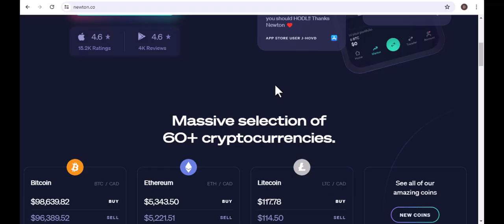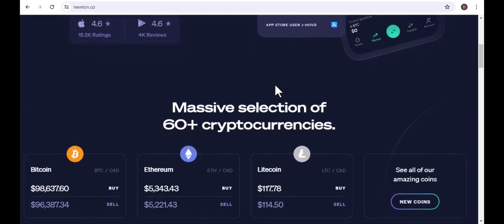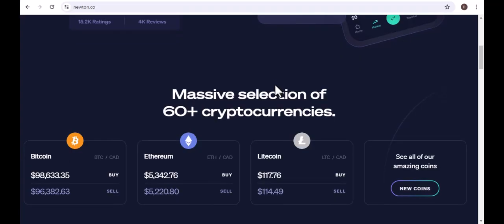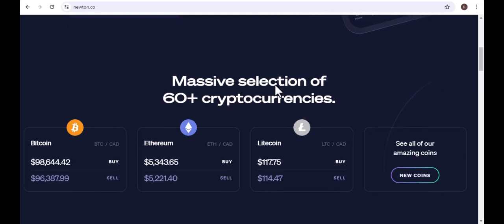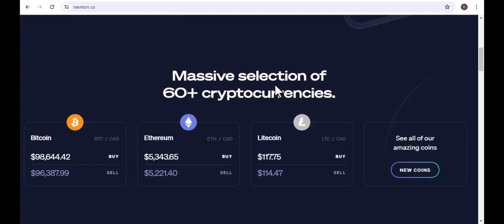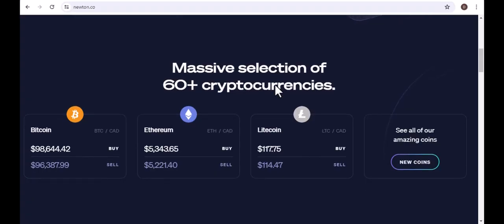Let's say the buy price for Ethereum on Newton is 3,050 Canadian dollars and the sell price is 3,030 Canadian dollars. The dollar spread is $3,050 minus $3,030, which equals $20. To get the percentage spread, you would do $20 / $3,050 * 100, which equals approximately 0.65%. So, in this hypothetical example, the spread is 0.65%. This is the cost you're paying to execute the trade instantly, and it's how Newton is making its money.